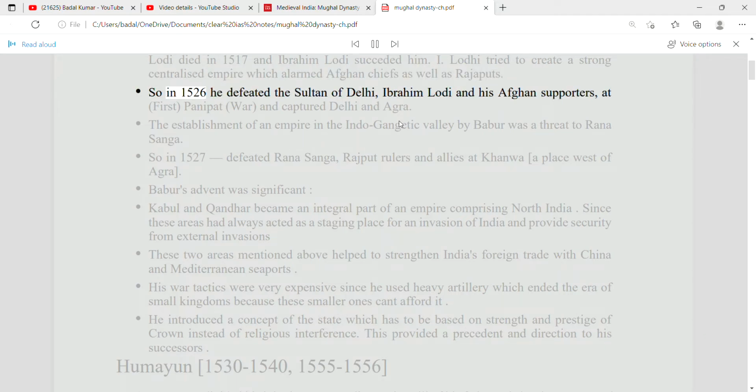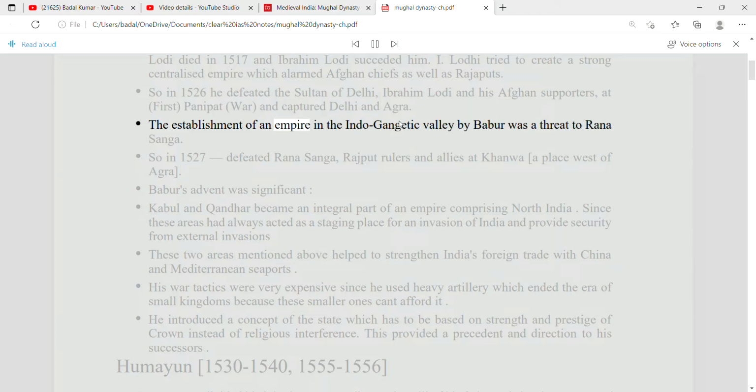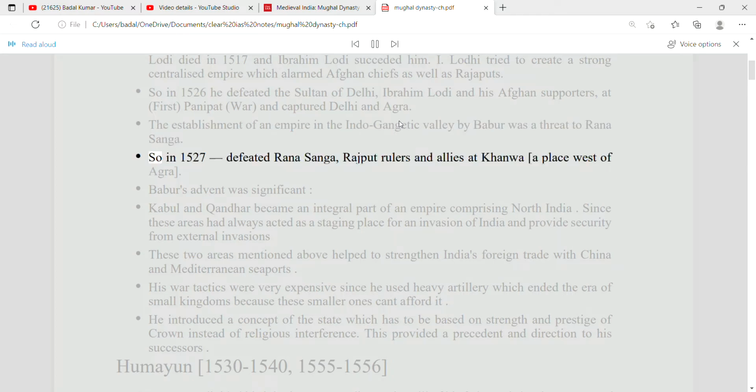So in 1526 Babur defeated the Sultan of Delhi, Ibrahim Lodi, and his Afghan supporters at the First Battle of Panipat and captured Delhi and Agra. The establishment of an empire in the Indo-Gangetic Valley by Babur was a threat to Rana Sanga. So in 1527 he defeated Rana Sanga, the Rajput rulers and allies at Kanwa, a place west of Agra.